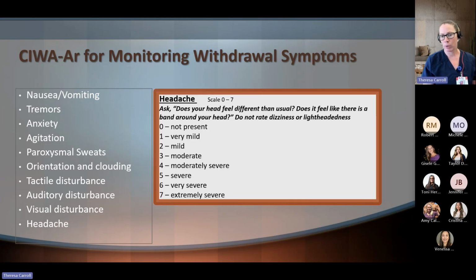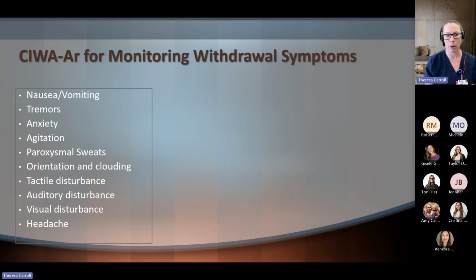For the headaches, I think we're pretty used to assessing for those, but it's not just pain. Again, it can be pressure. They might describe it like a band around the head at a mild state, but as it gets more moderate to severe, we're relying on patient self-report of how disturbing or uncomfortable that is, but we don't want to miss the headache component of it as well.